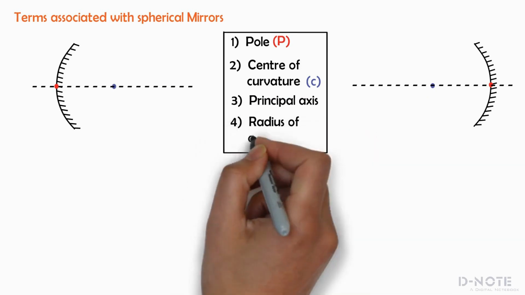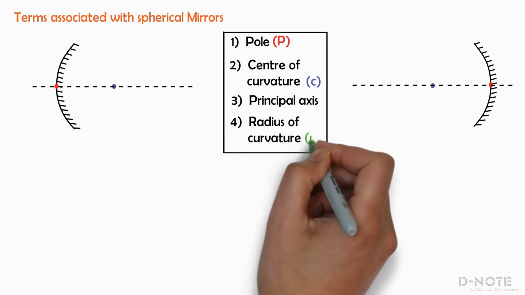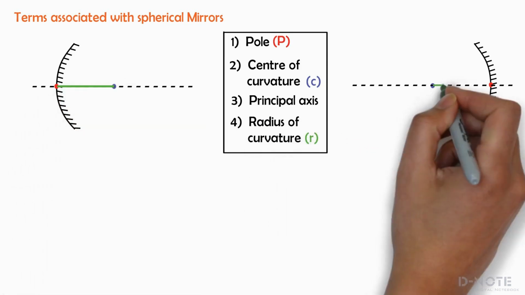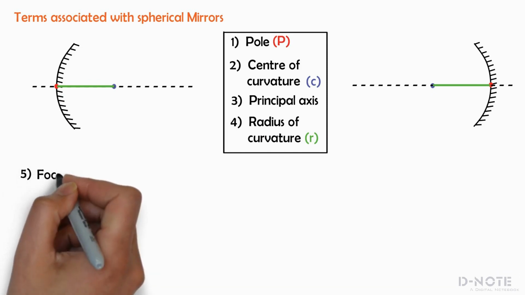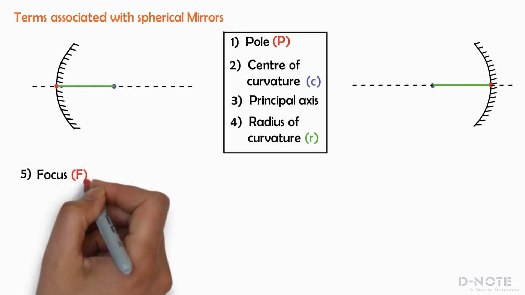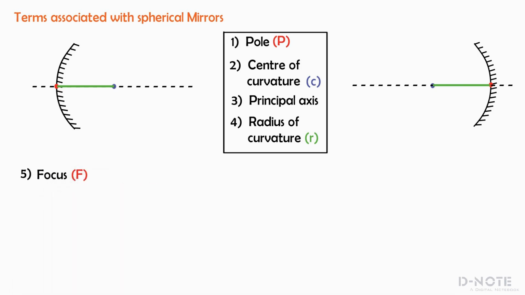Fourth one is the radius of curvature, represented by R. It is the radius of the sphere from which the mirror is taken out. The fifth one is focus, represented by F. To understand what focus is, let's go through an activity.